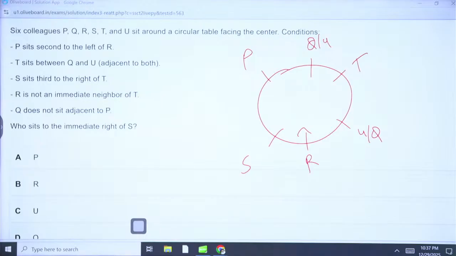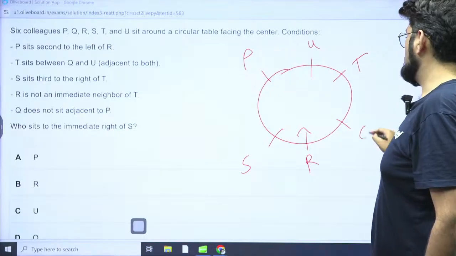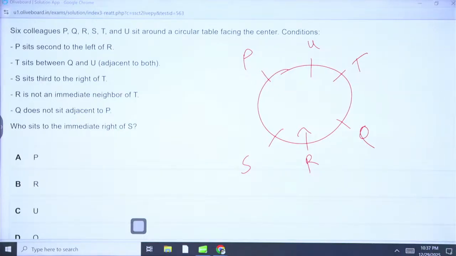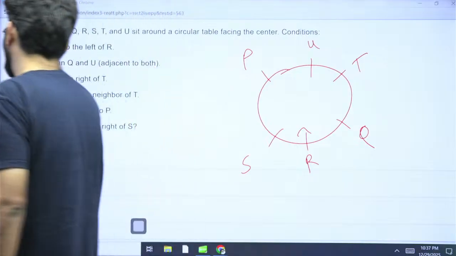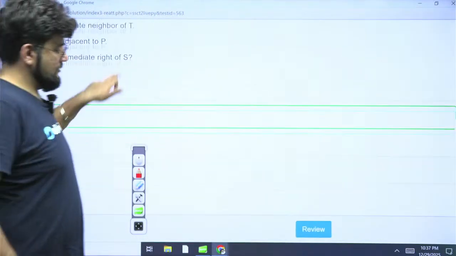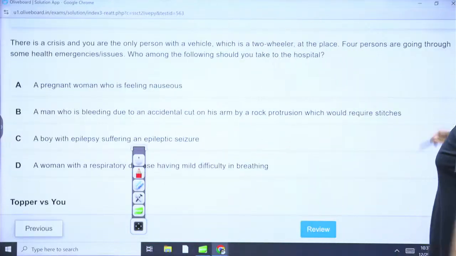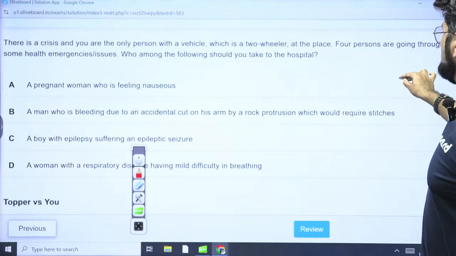Q does not sit adjacent to P. So now it's clear this is U. This is Q. So a very easy arrangement. Who sits to the immediate right of S? It's R. Option B. 61 seconds. That was slightly higher. This could have been done easily because the arrangement was very easy.